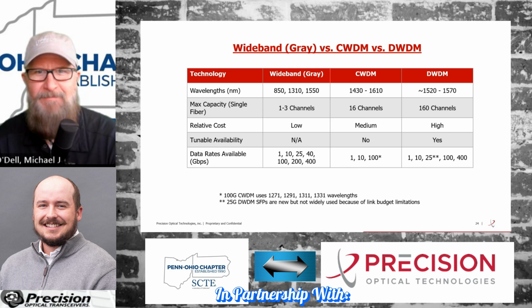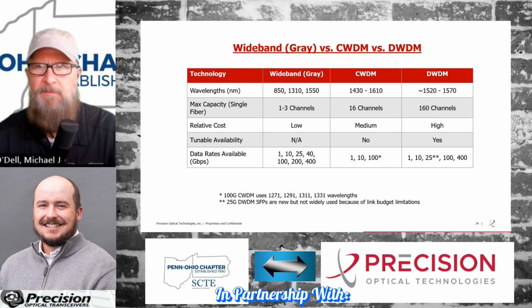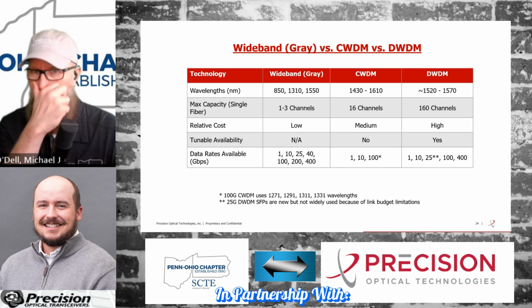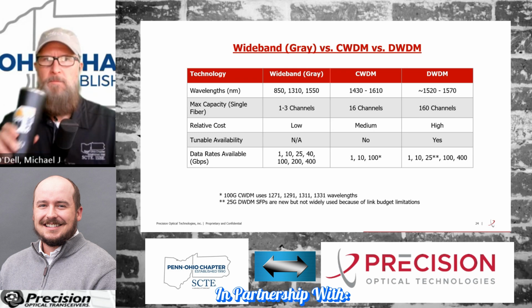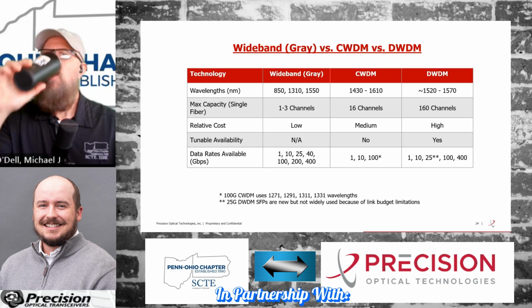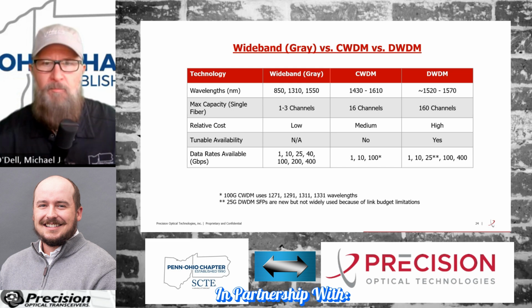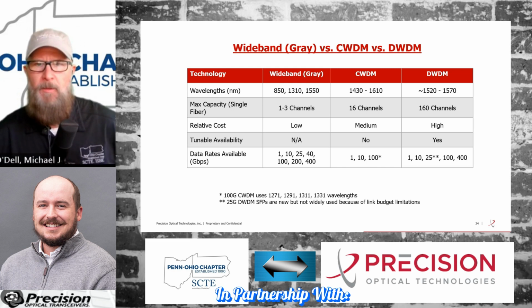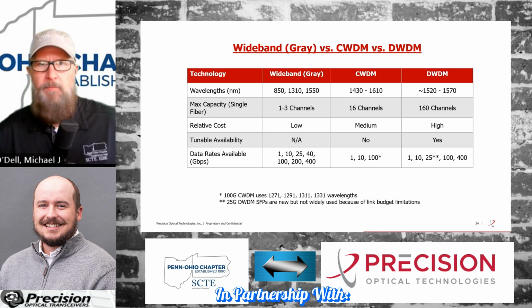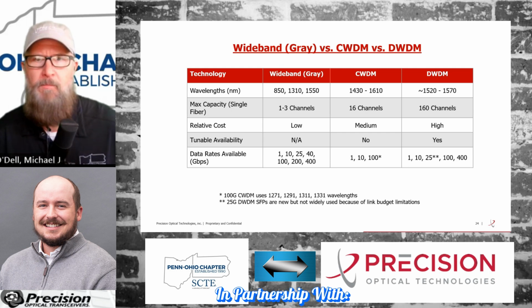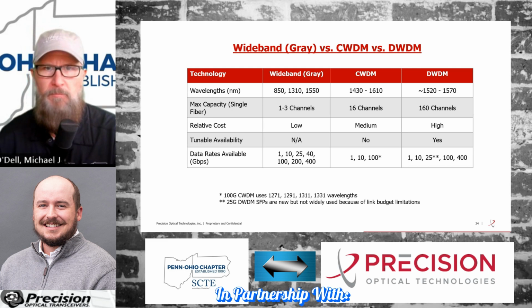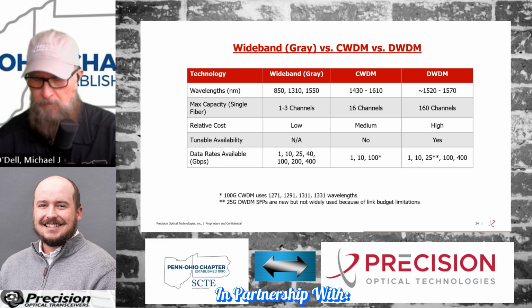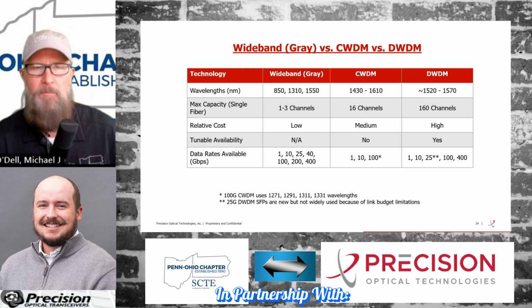So wideband, as mentioned earlier, the data sheet will say average wavelength of 850, 1310, or 1550, but that wavelength can really drift plus or minus about 20 nanometers. And unfortunately, why is this an issue? Well, you're limited in what you're actually able to put on a fiber. If you design a network doing wideband optical signals, you're getting about 1 to 3 channels on a fiber. Now, the great thing about this is relative cost is low.